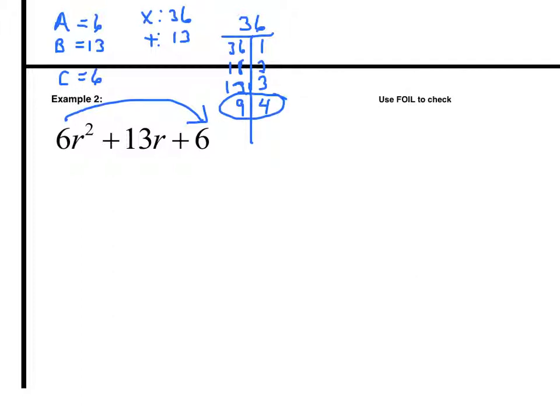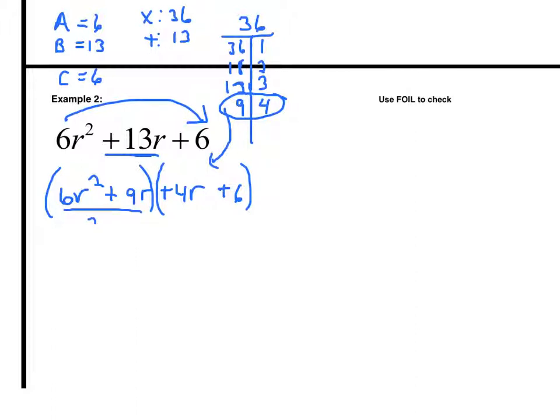So then what I want to do is rewrite this 6r squared, and instead of plus 13r, I'm going to use these two as plus 9r and plus 4r, and then plus 6. And then I'm going to do factor by grouping. So I'll group the first two terms and then the second two terms together, divide out a greatest common factor of 3r, put the 3r in front, and then see what my leftovers are. So 6 divided by 3 is 2, and then I'd get an r, and then 9 divided by 3 is 3.